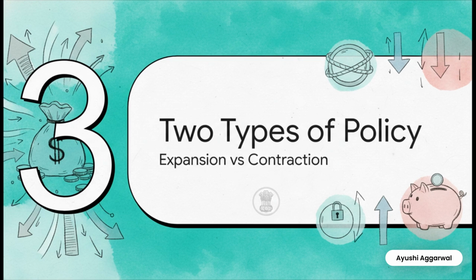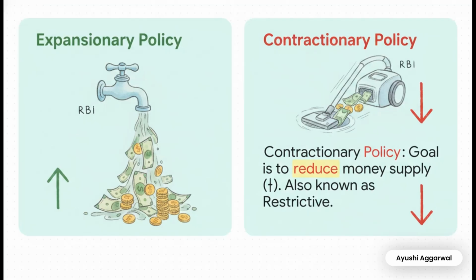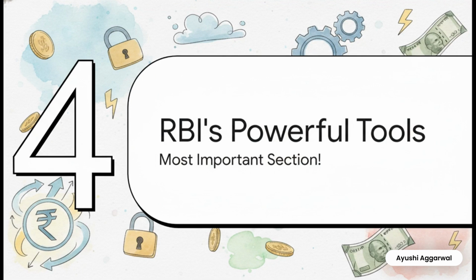Awesome. Now that the basics are crystal clear, let's get into the two main strategies that the RBI uses to actually manage the money supply. Okay, so think of these as two sides of the same coin. When the economy is sluggish and really needs a push, the RBI goes for an expansionary or accommodative policy. The goal here is to increase the money supply to get people spending and to boost growth. But what happens when prices are rising way too fast, high inflation? That's when the RBI flips the switch to a contractionary or restrictive policy. The goal then is to reduce the money supply and cool the economy down. See? Simple, right?